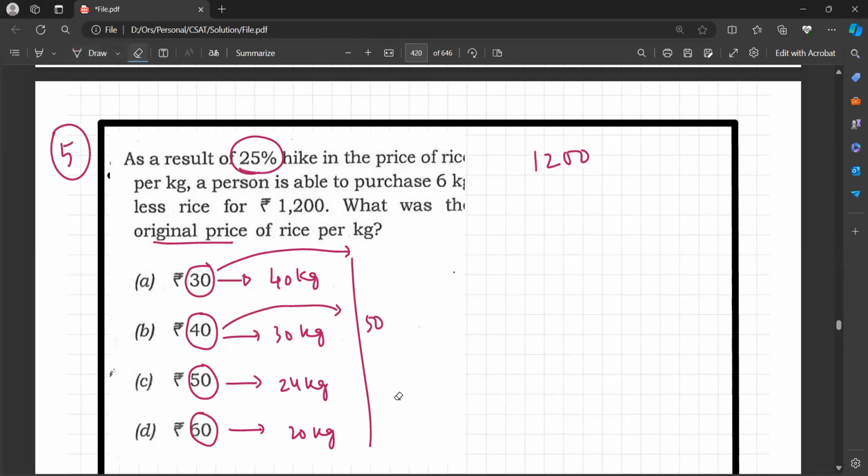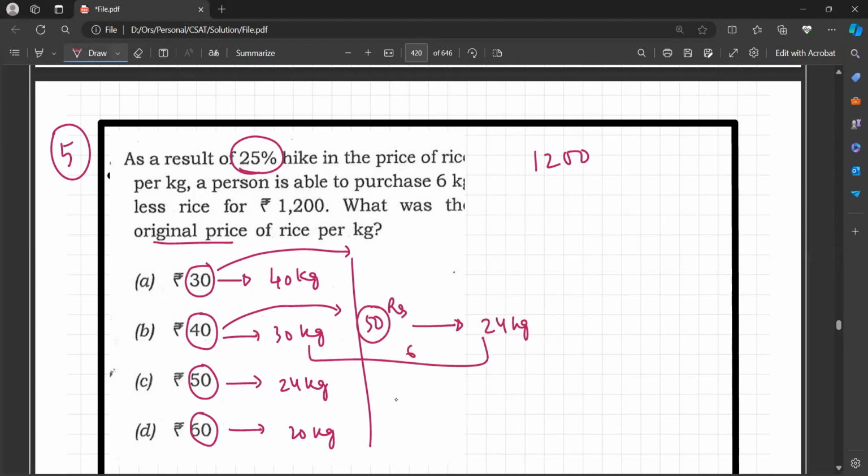Because a 25% rise means 10 rupees rise. For 50 rupees, how many kilos can the person purchase? 24 kilos. It is less by 6 kilos, right? So the answer is: able to purchase 6 kilos less rice, and the original price was 40 rupees. This you can get by elimination, or else you can do the mathematical calculation by taking the price as x, then 125x by 100.